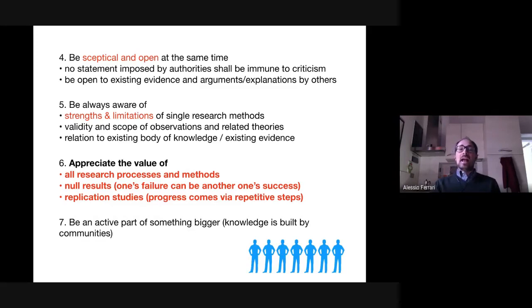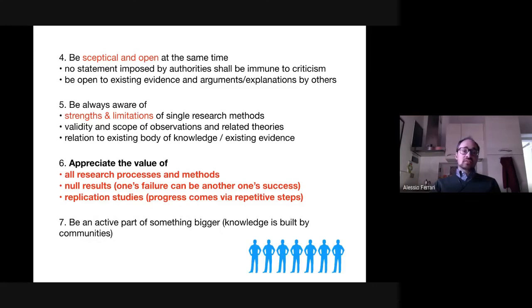Okay, and be also open at the same time, skeptical, but also open to the new arguments that are expressed, because this is not a process in which we are building theories like a pyramid that remains there. Okay, theories are transformed with time, because theories try to represent a reality that is ever changing.